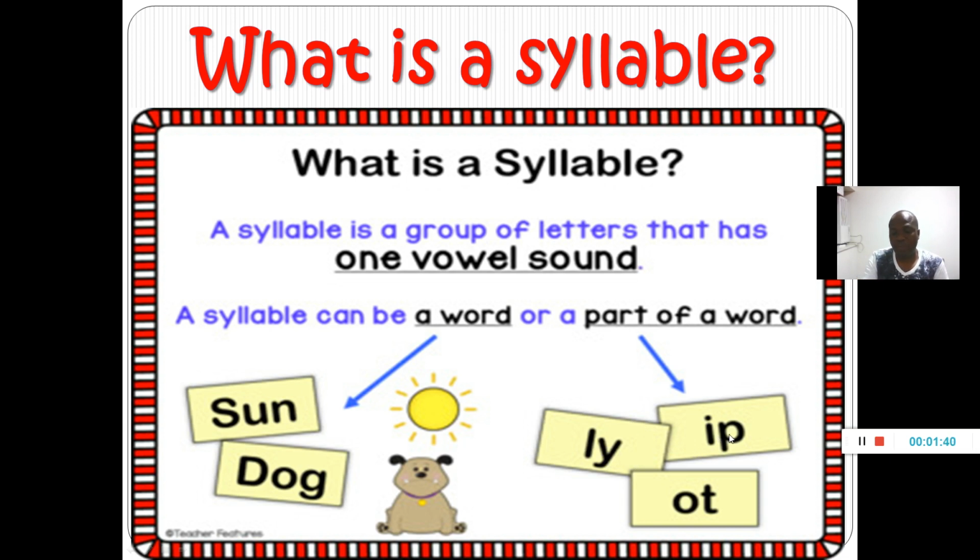Then we also have lip. Our syllable is i. Then we have pot. Our vowel is o. Now let's move on.